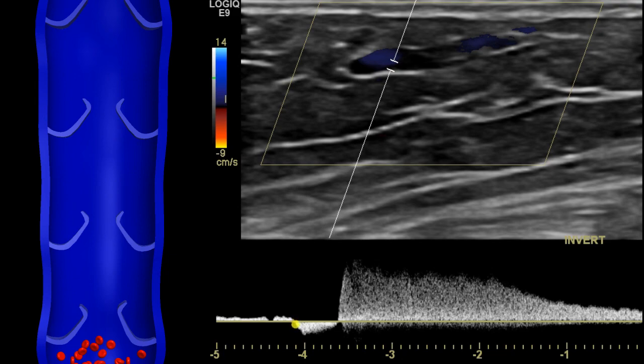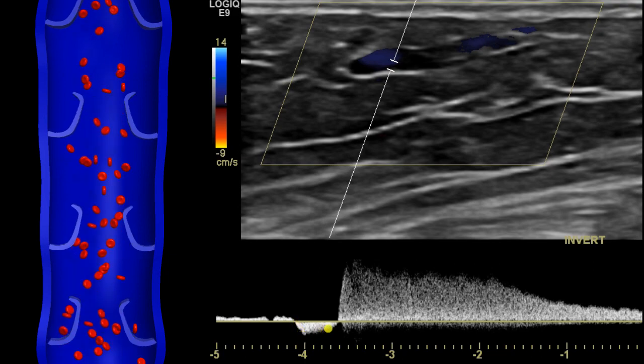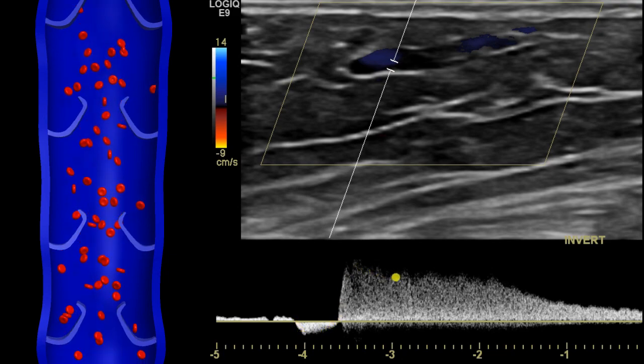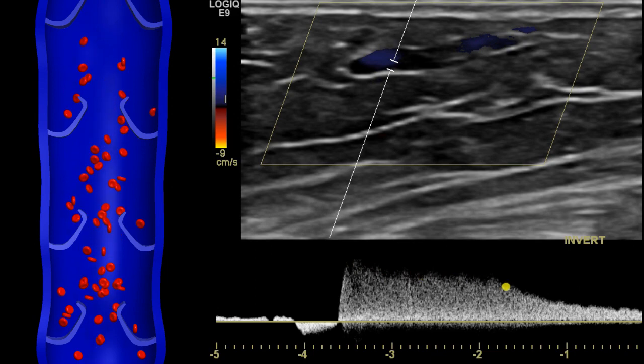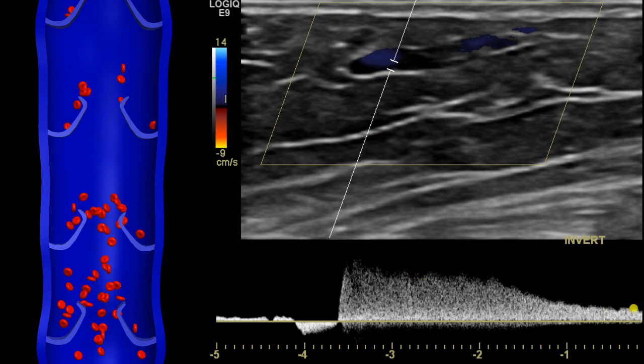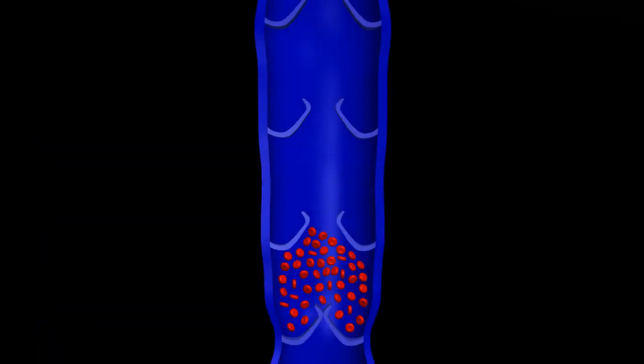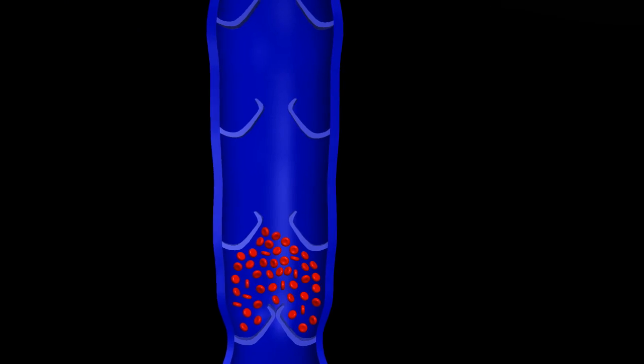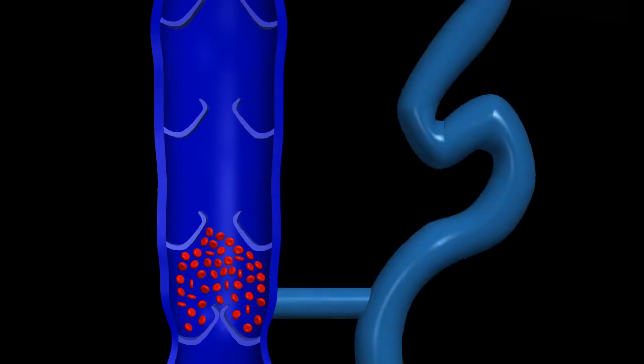However, if the vein is incompetent, the reverse flow can continue for multiple seconds, as in this example, where the flow reversal is greater than 3 seconds. The ultrasound can also determine if the incompetent vein is supplying the regional varicosities.